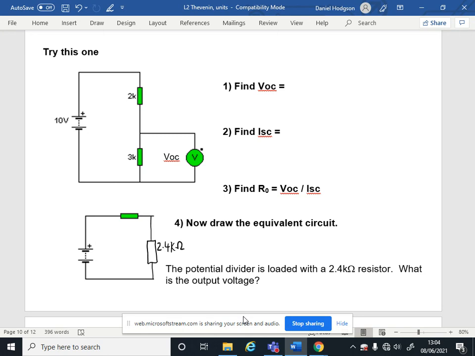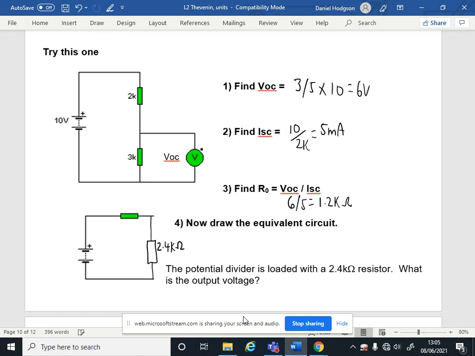Okay, so VOC, dead easy. It's 3/5 of 10. Look how easy this is. 6 volts. Short out the bottom resistor. Well, V over R, 10 volts divided by 2K gives me 5 milliamps. This is going to be 6 over 5, which is 1.2 kiloohms.